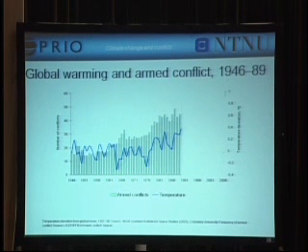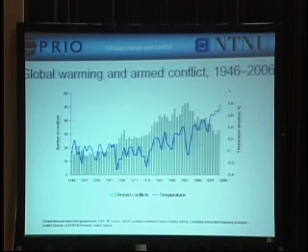This is for the period 1946 to 1989, and if I had been a neo-Malthusian talking about this 20 years ago, I would have said, well, conflict is going up and the temperature is going up, so there must be some kind of relation. And if we look at the more recent period, of course, we see a reverse development. Conflict has been declining and the temperature keeps going up.